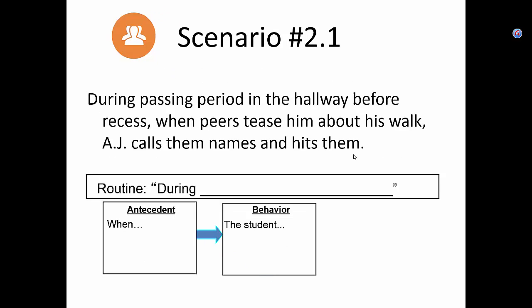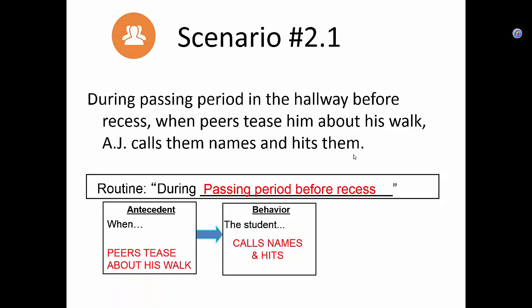In this example, during passing period in the hallway before recess, when peers tease him about his walk, AJ calls them names and hits them. You always start with the behavior. AJ's problem behavior is calling names and hitting. Where does this occur? During passing period before recess. And the antecedent that triggers this, peers teasing him about his walk.